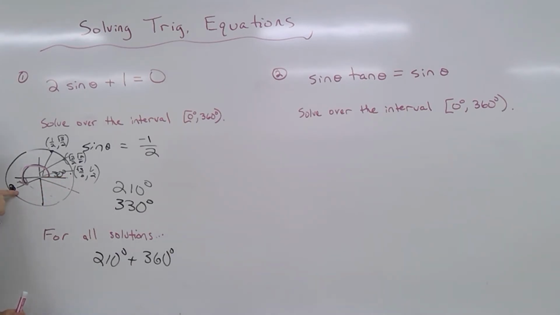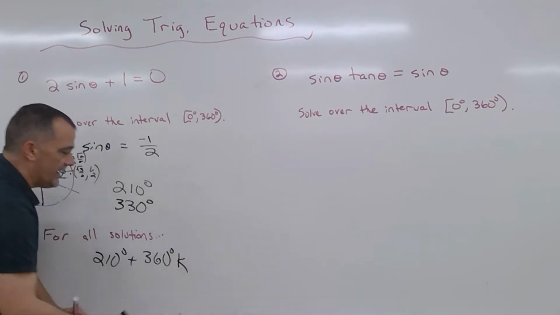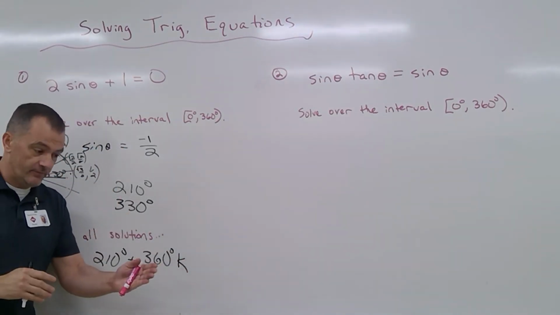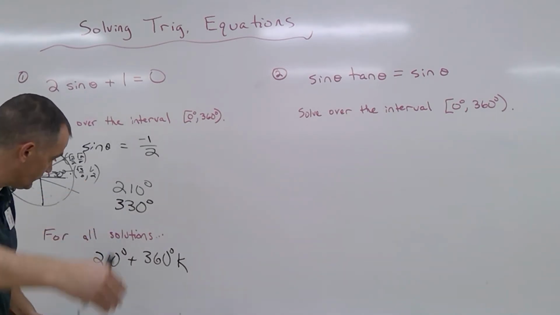Holy cow, what would that be? Going this direction would be not 210 degrees, but negative 150 degrees. In other words, if I let k equal any integer being negative 3, negative 2, negative 1, 0, 1, 2, 3.